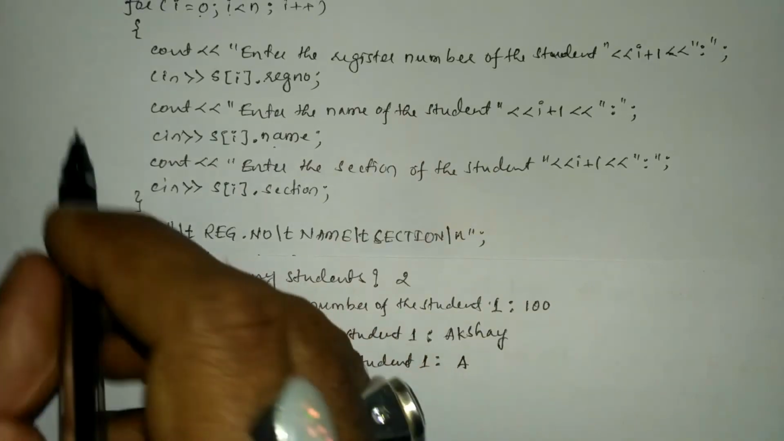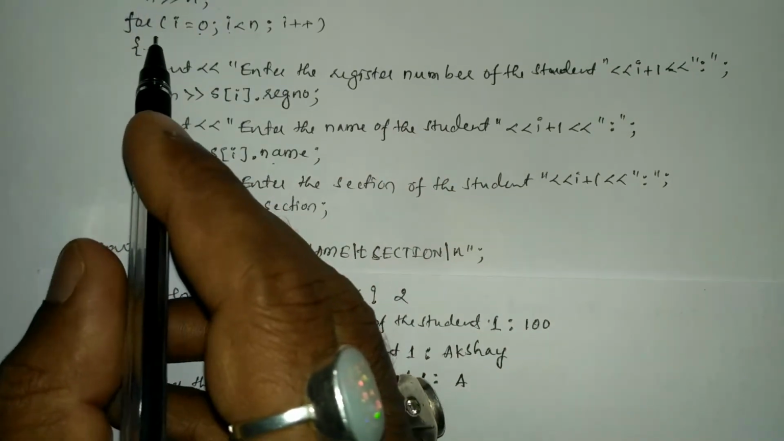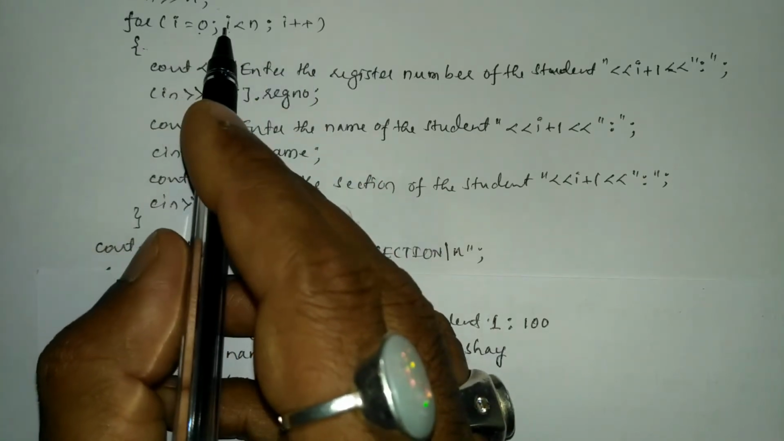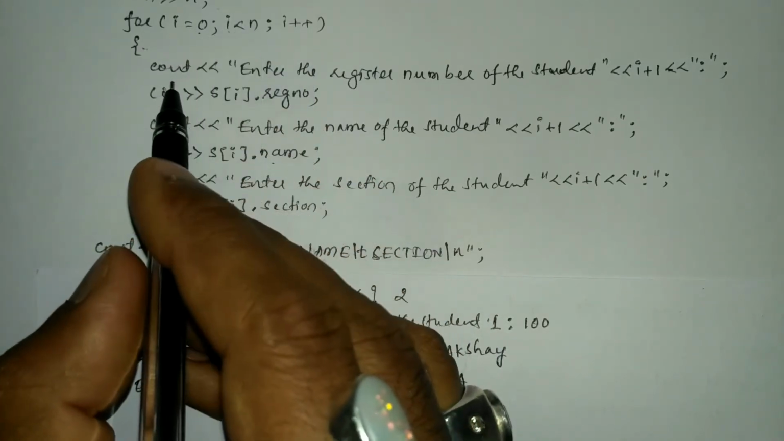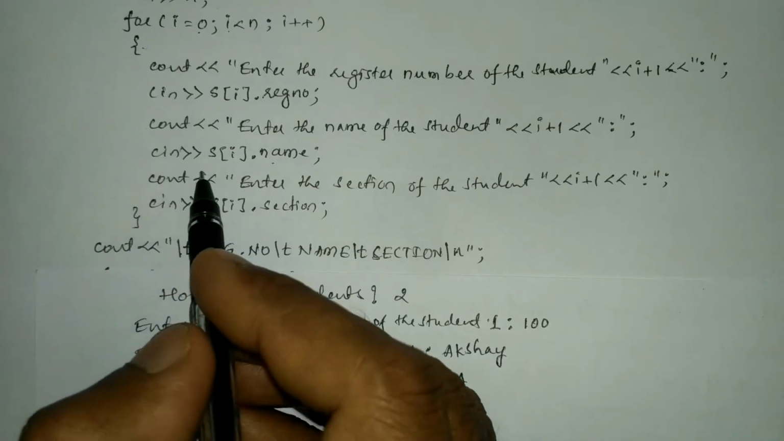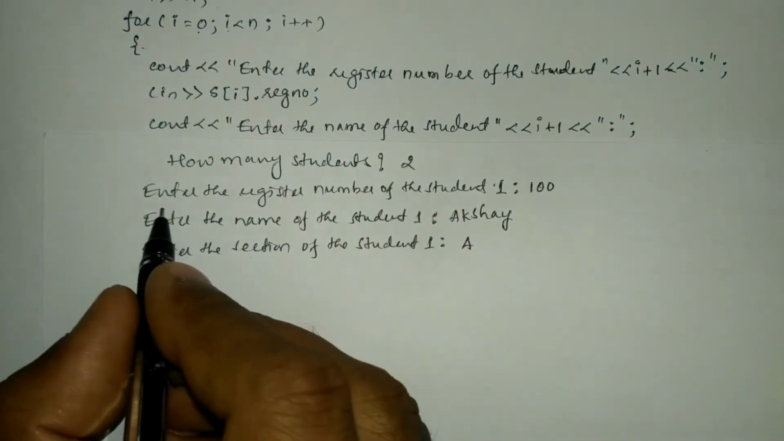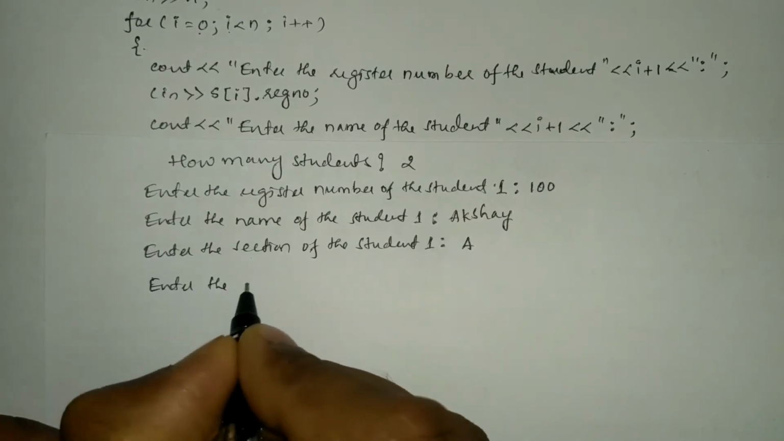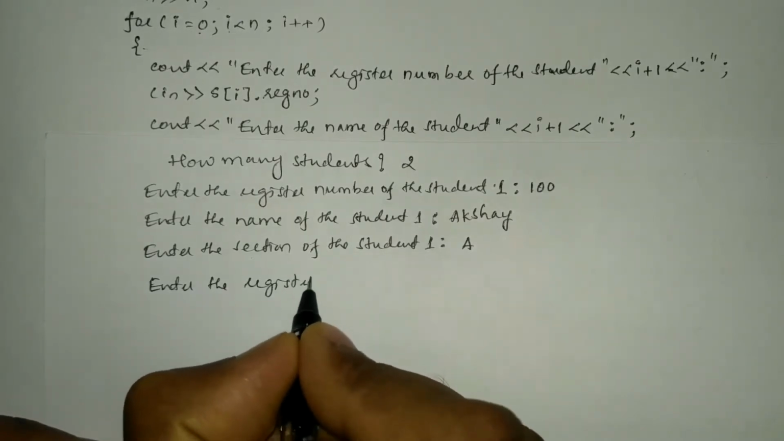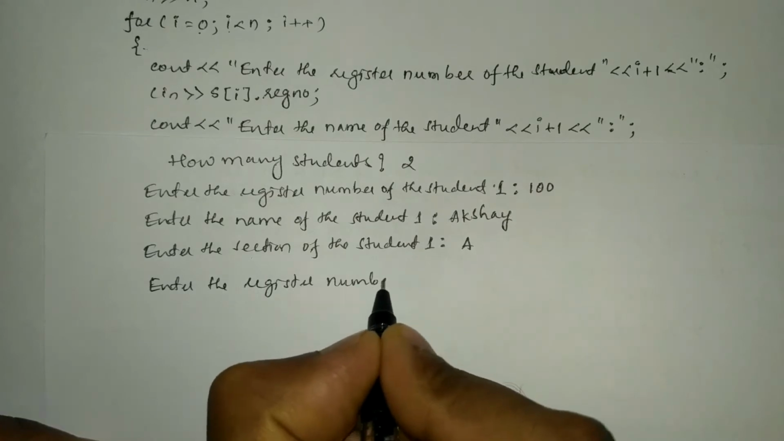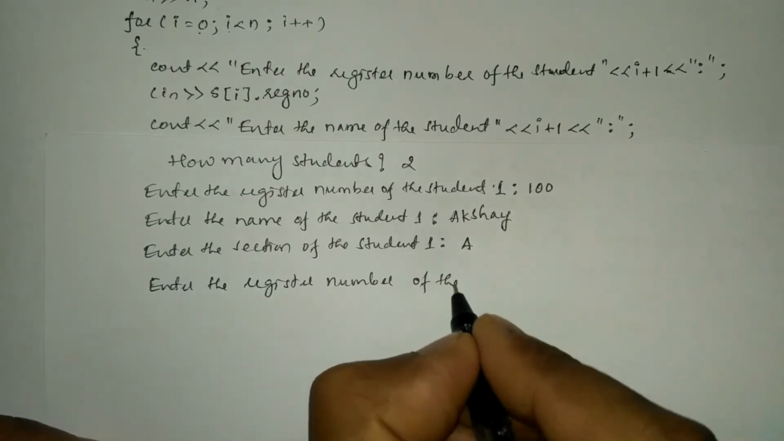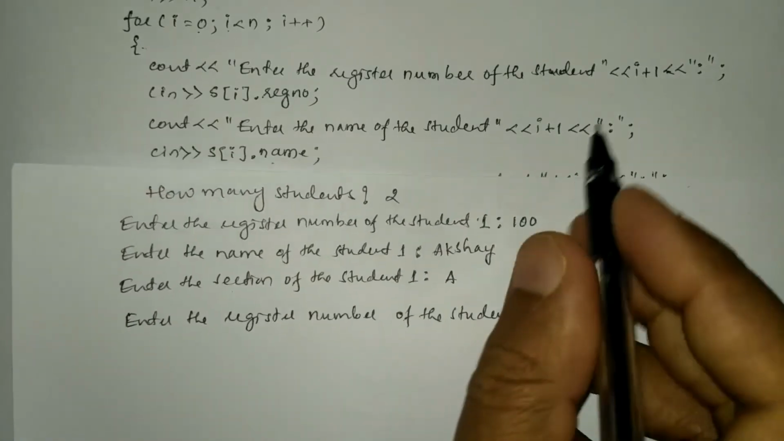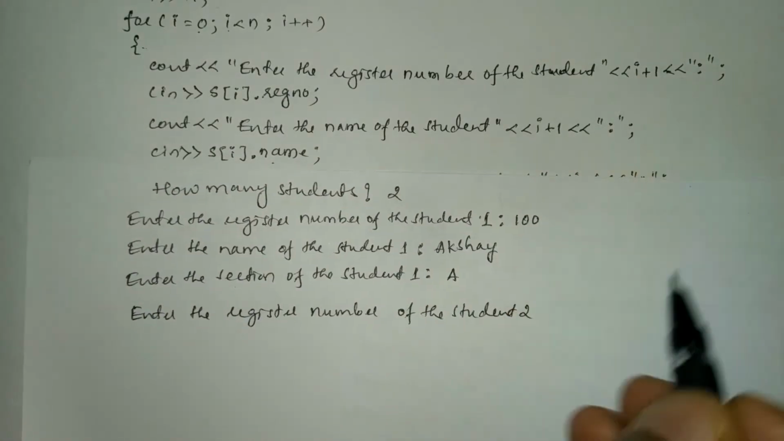So after this section, again control transfers to for loop by incrementing the value of i by 1. Now i value is 1. 1 is less than 2. Yes, condition is true. Once again, these statements will get executed. So it is going to ask the user to enter the register number of the student 2, because i is 1. 1 plus 1 is 2.